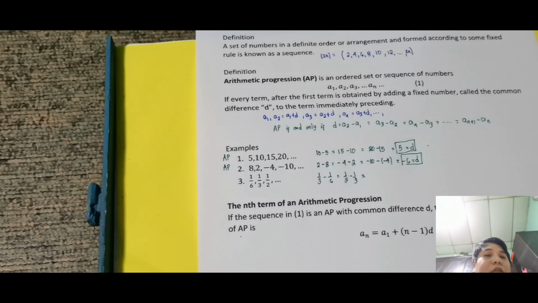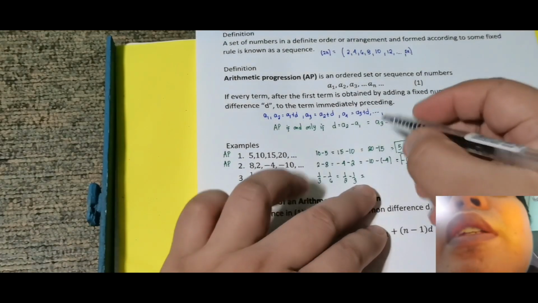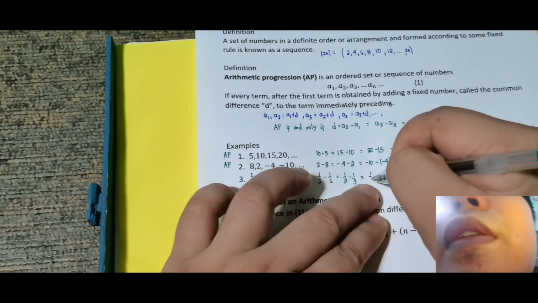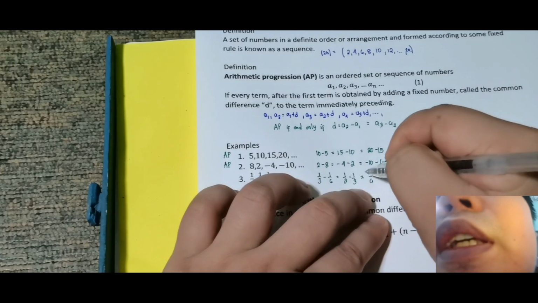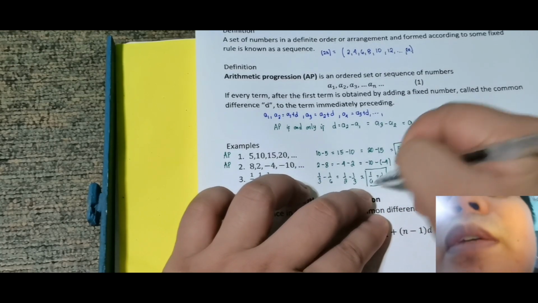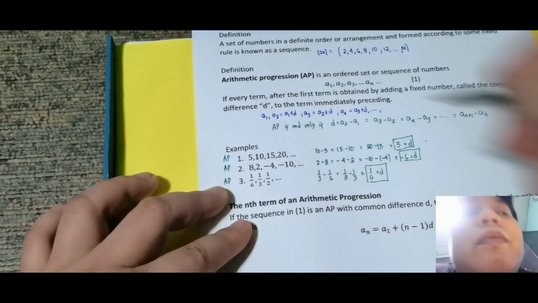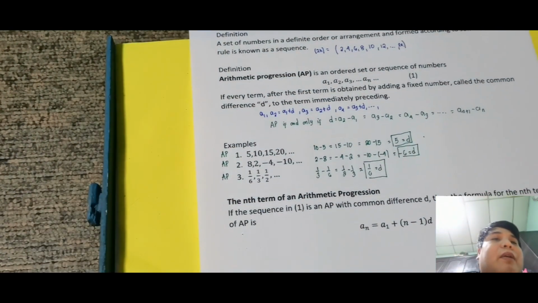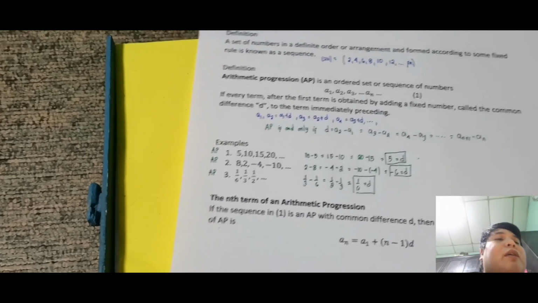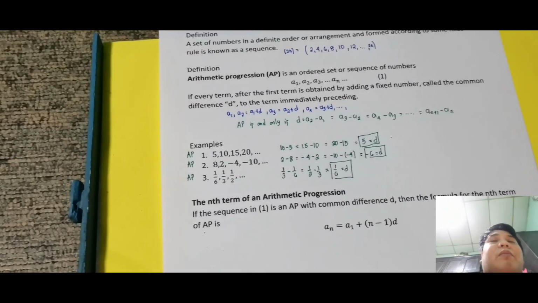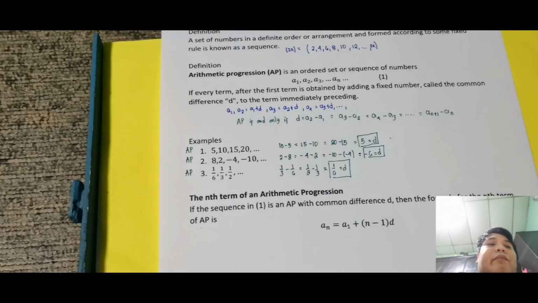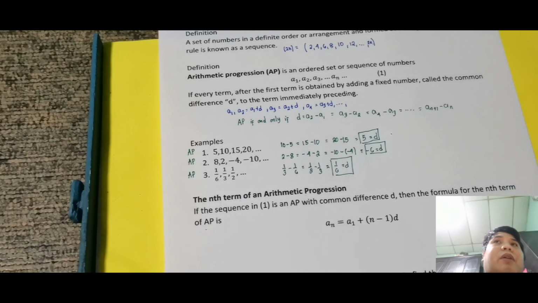Check natin si 1 half minus 1 third. That is also 1 over 6. Okay, so these are all equal sa 1 over 6, which is ito yung ating D. Since parehas din yung difference nila, therefore, this is also an arithmetic progression. Okay, so ganun mag-verify para malaman mo kung siya ay arithmetic progression. So, syempre, ang pag-uusapan talaga natin dito is yung pag-solve ng arithmetic progression o yung mga application niya sa loob.